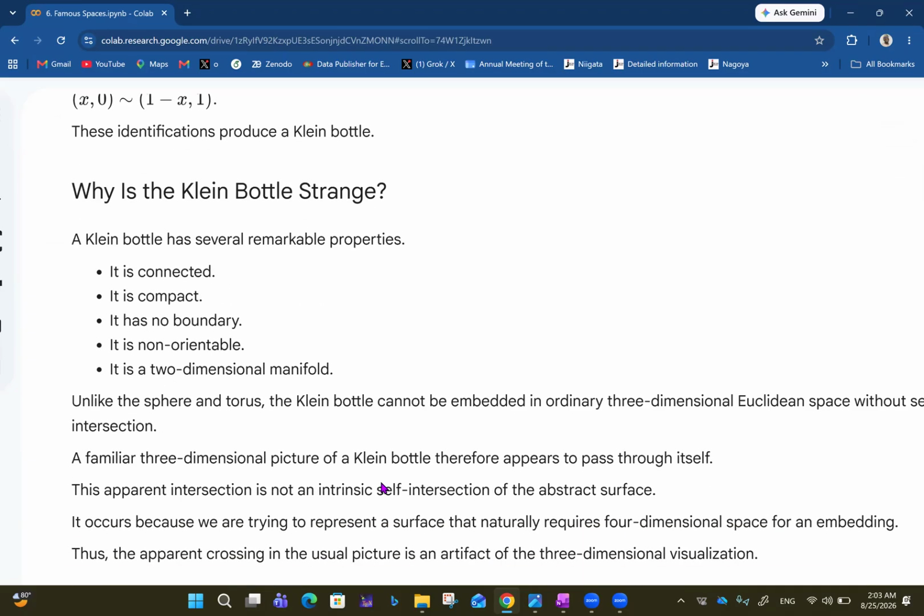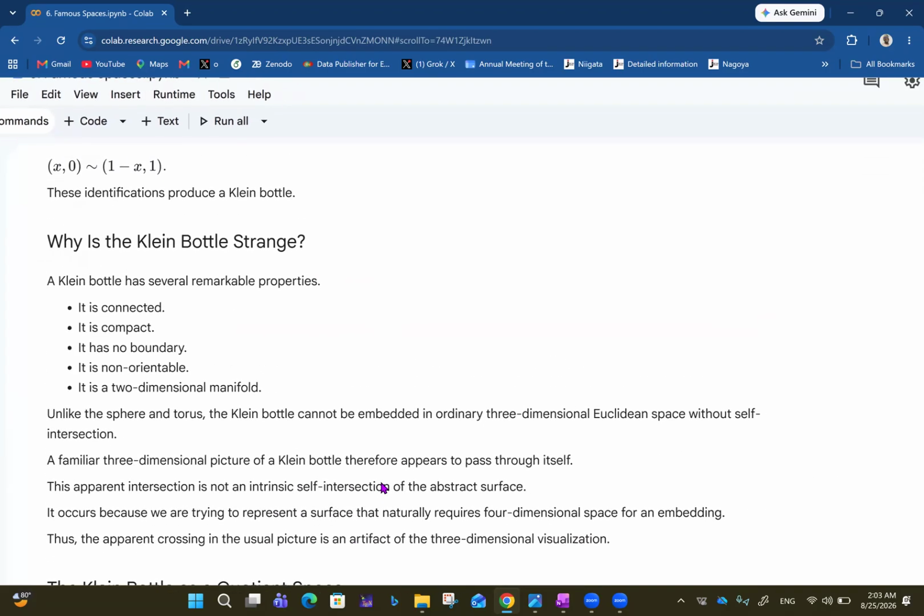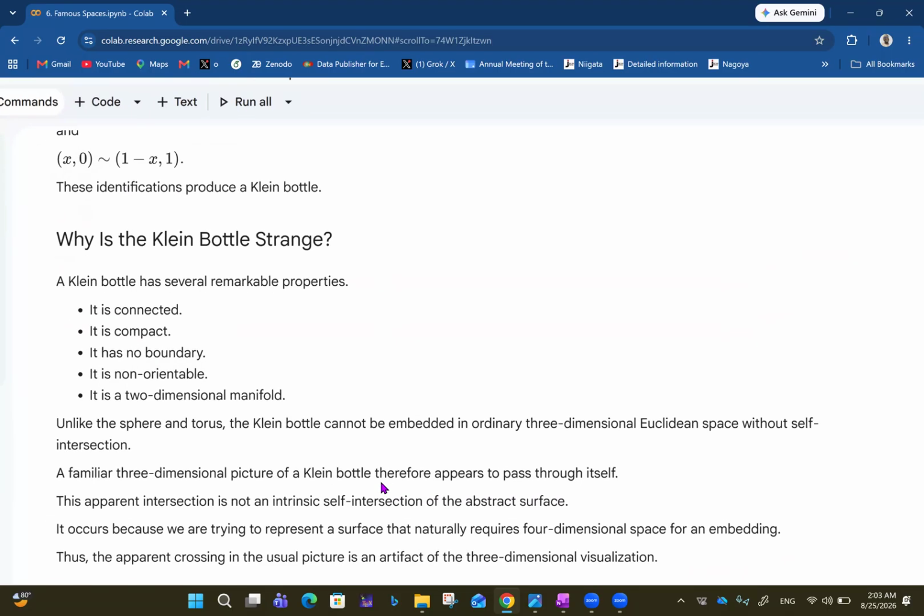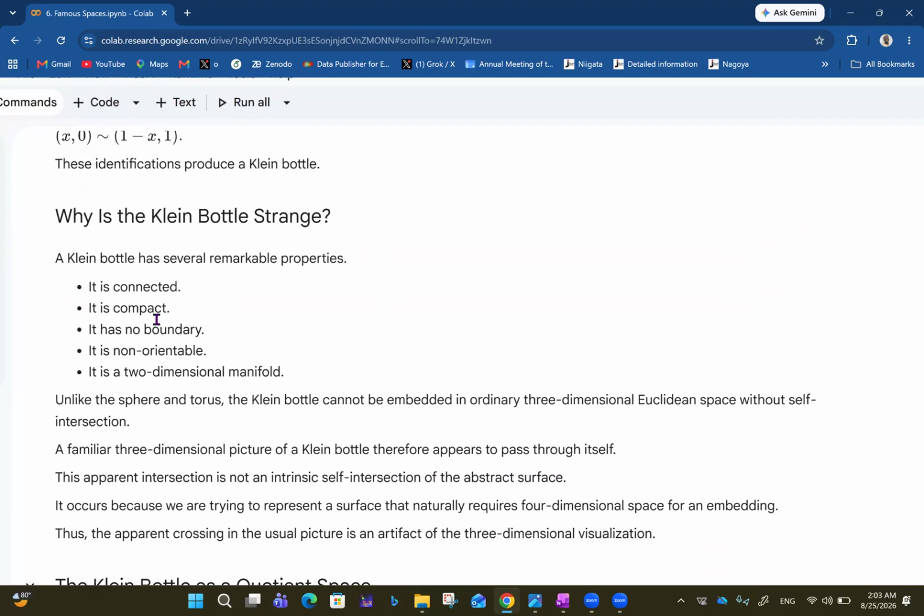So why is the Klein bottle strange? A Klein bottle has several remarkable properties. It is connected, it is compact, it has no boundary, it is non-orientable, and it is a two-dimensional manifold. Unlike the sphere and torus, the Klein bottle cannot be embedded in ordinary three-dimensional Euclidean space without self-intersection. So a familiar three-dimensional picture of a Klein bottle appears to pass through itself. This apparent intersection is not an intrinsic intersection of the abstract surface.